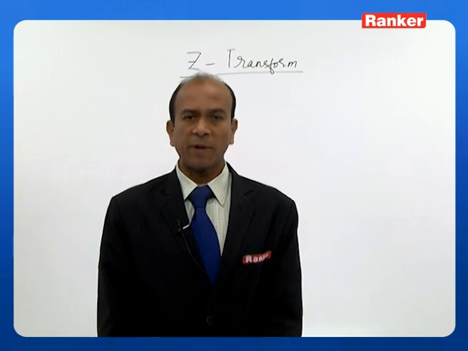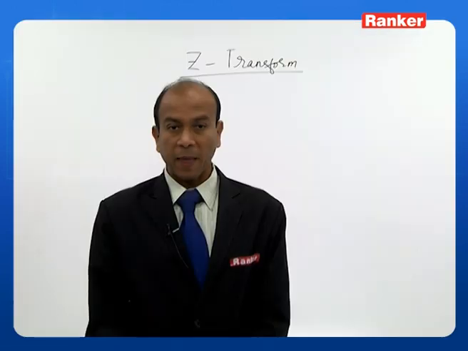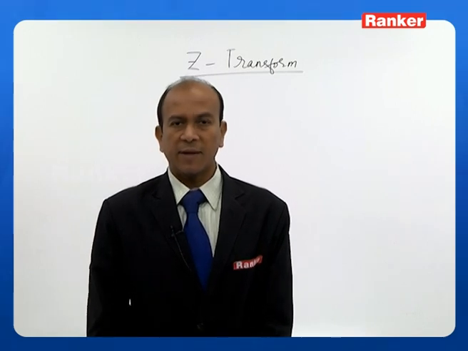Let us see the next property of ROC. If x of n is a left sided sequence and the circle mod z equal to R naught is in the ROC, then all finite values of z for which mod z lies between 0 and R naught will also be in the ROC. This is the case of a left handed sequence.